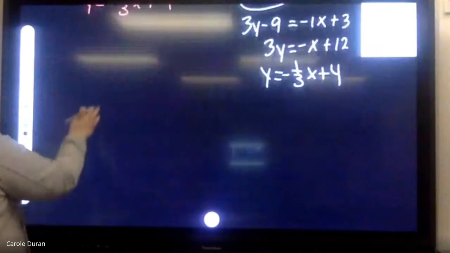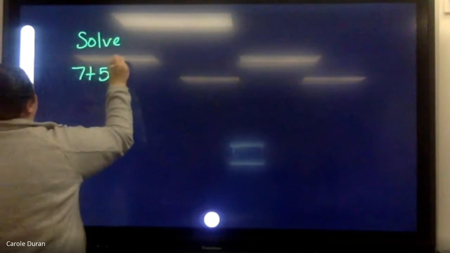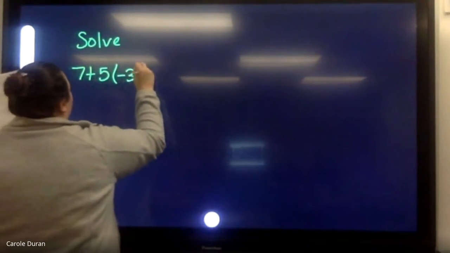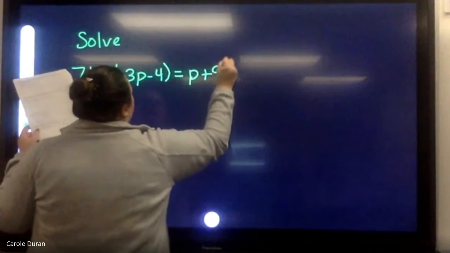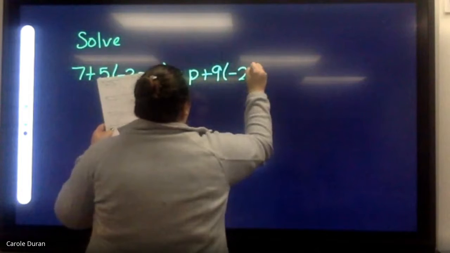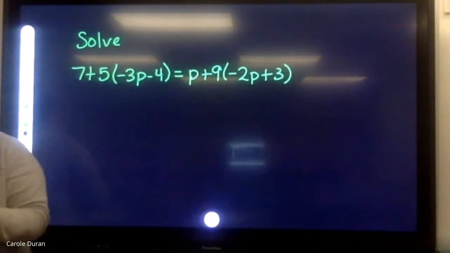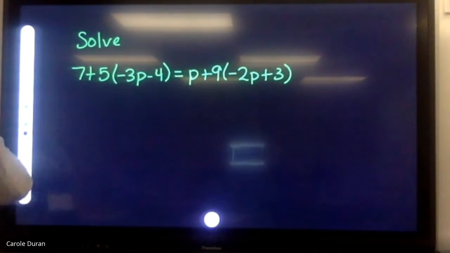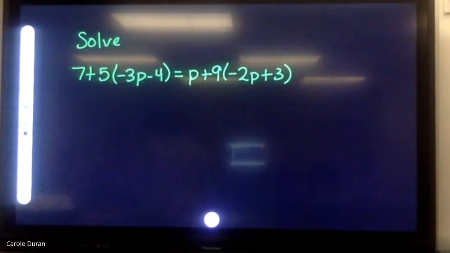So this is number 5, and it says to solve, and then it gives me the equation. 7 plus 5 times negative 3p minus 4 equals p plus 9 times negative 2p plus 3. On your own, I would like for you to solve this one out, and then we will come together and go over it as a class. Everybody needs to work on this one.